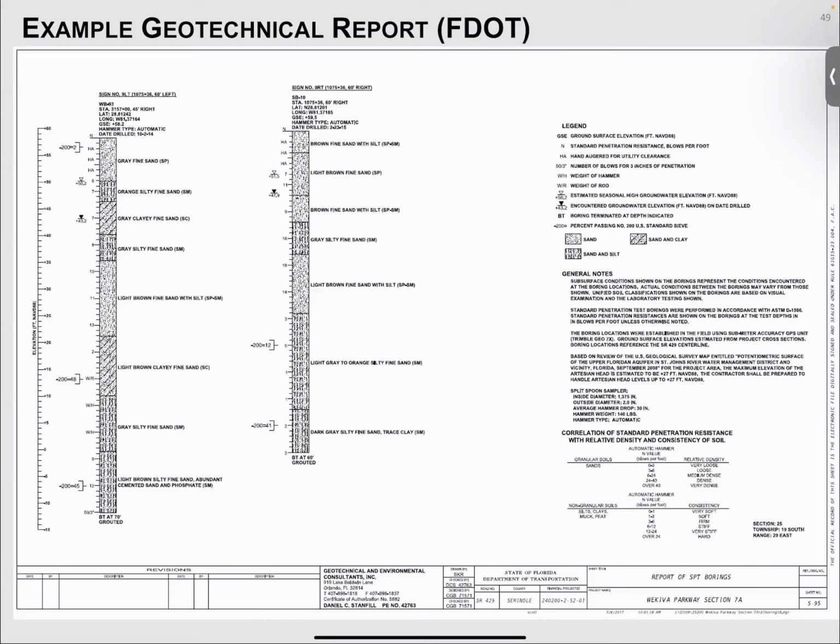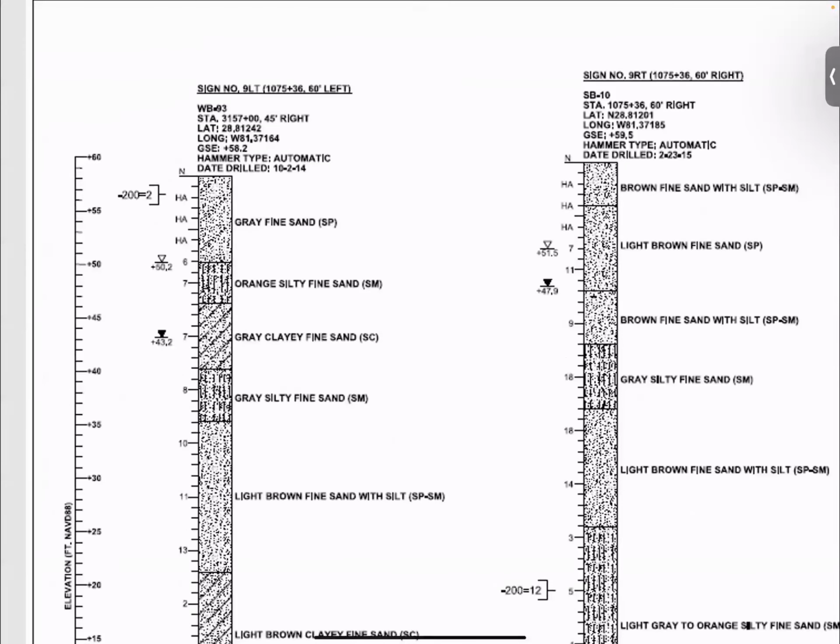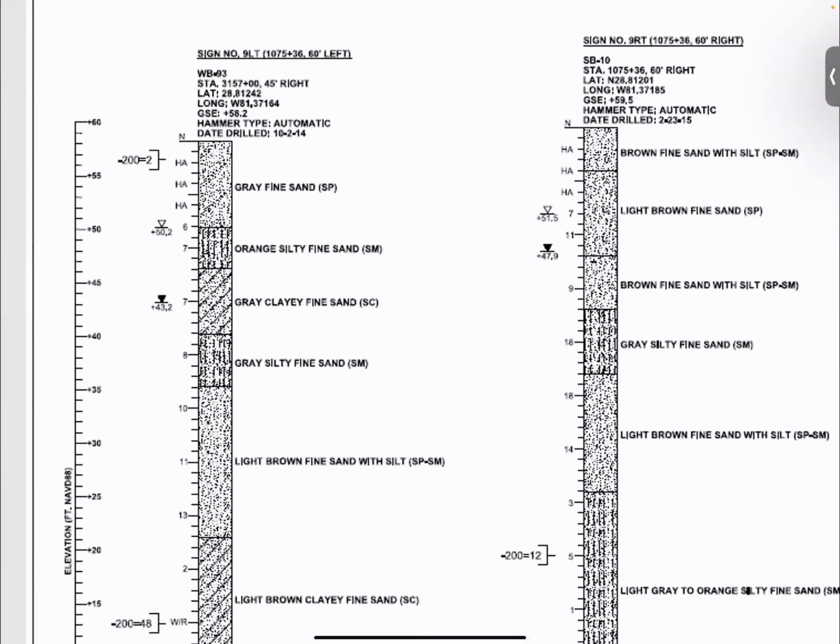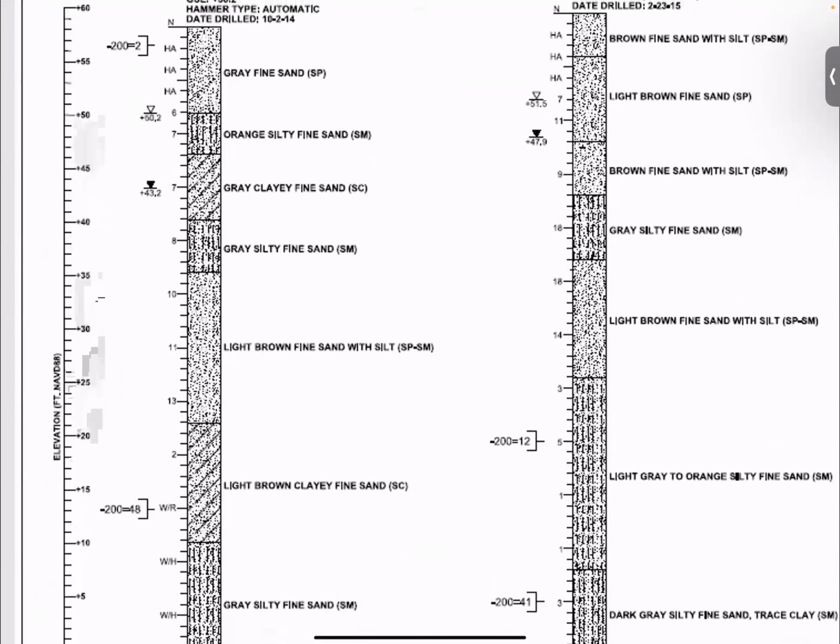And so in order to create those roadway profiles, you're going to need to look at the geotech reports, which would look something like this. And you can see now what these classifications mean as they start looking down. So FDOT requires the group symbol, but also a description term, so light brown, and then the actual professional legal name. So fine sand with silt in this case, or light brown clay fine sand here.